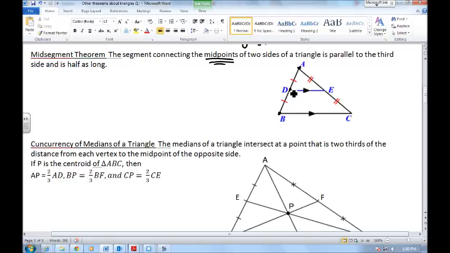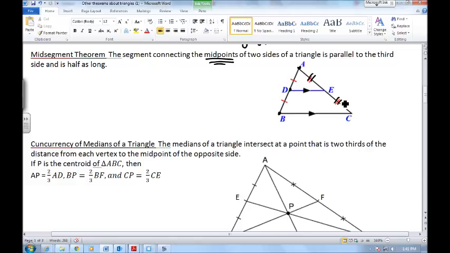It's a C word. It means these two segments are congruent. So not only is the midpoint in the middle, but it creates two congruent segments on both sides of it. So we also have these two double slash marks right here. So we have two more congruent sides.